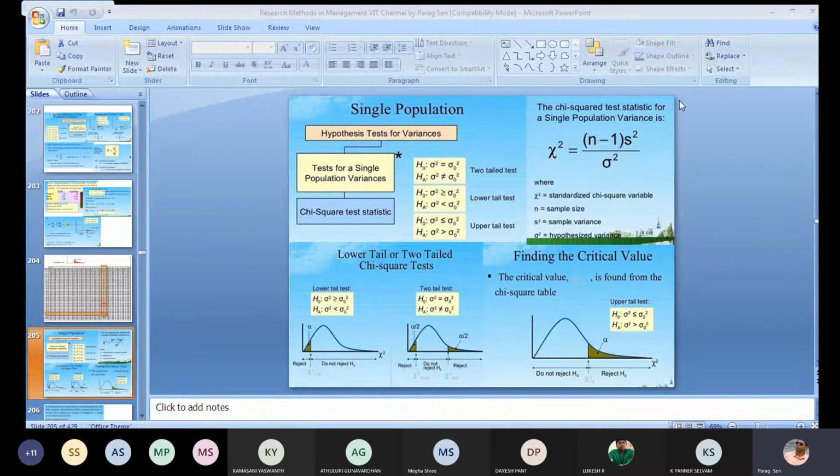So that you compare. And the chi-square test statistic for a single population variance is given by chi-square equal to (n minus 1) a square divided by sigma square. So chi-square is the standardized chi-square variable, n is the sample size, a square is the sample variance, and sigma square is the hypothesized variance.